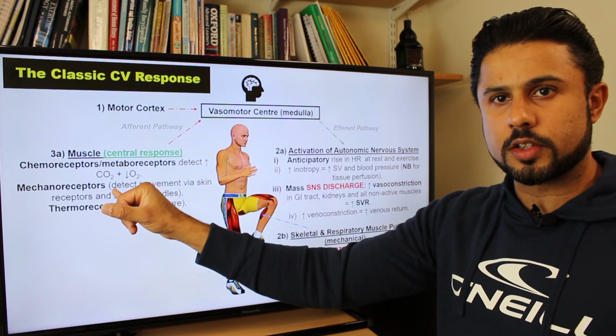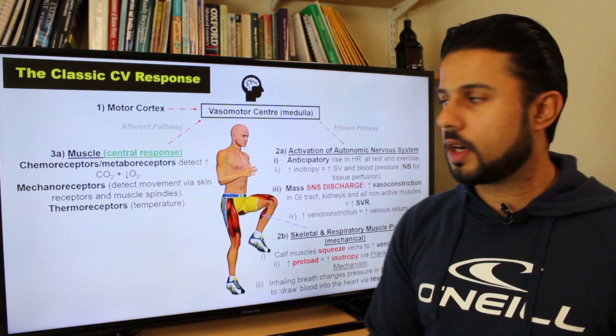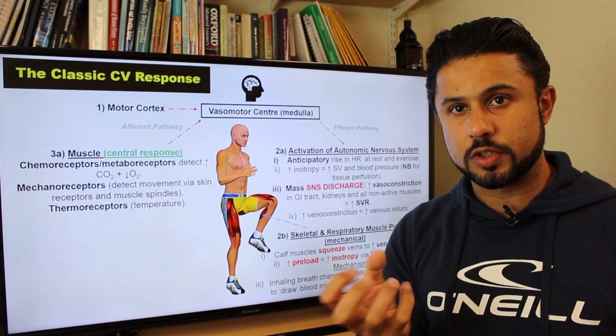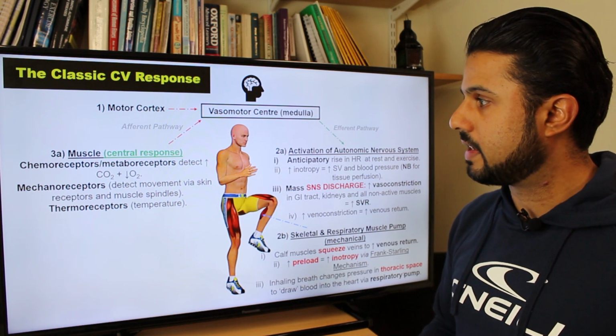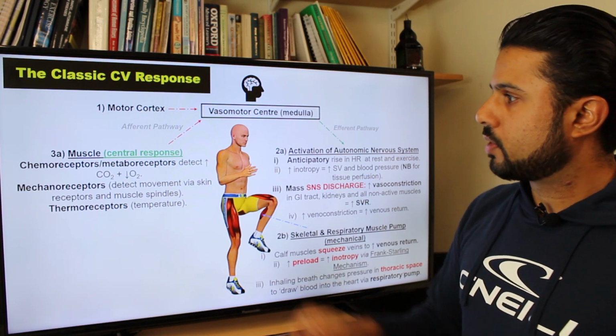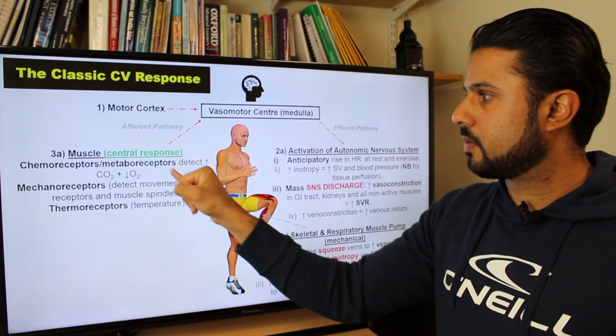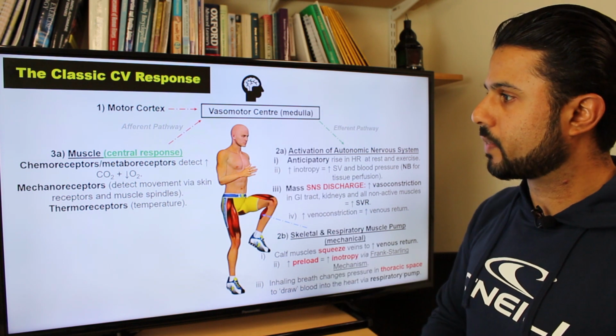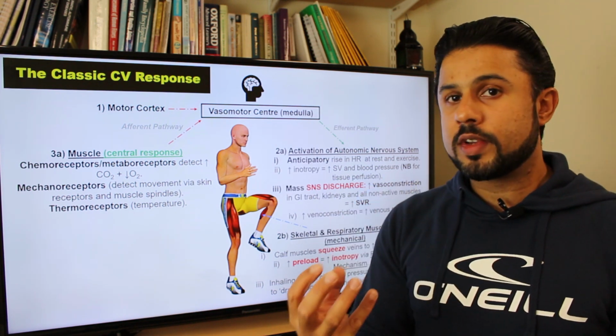Okay, so carbon dioxide, which is increased when we start aerobic exercise, and oxygen levels, which are decreased because the tissues are consuming it to produce ATP or energy. So these receptors are detecting changes in these blood gases and sending a signal back to the vasomotor center in the medulla. Okay, we also have mechanoreceptors.